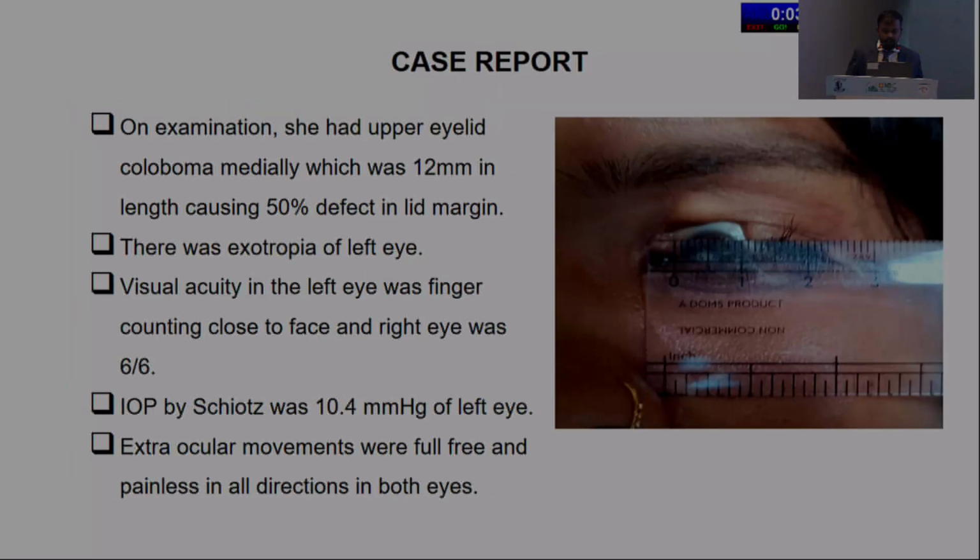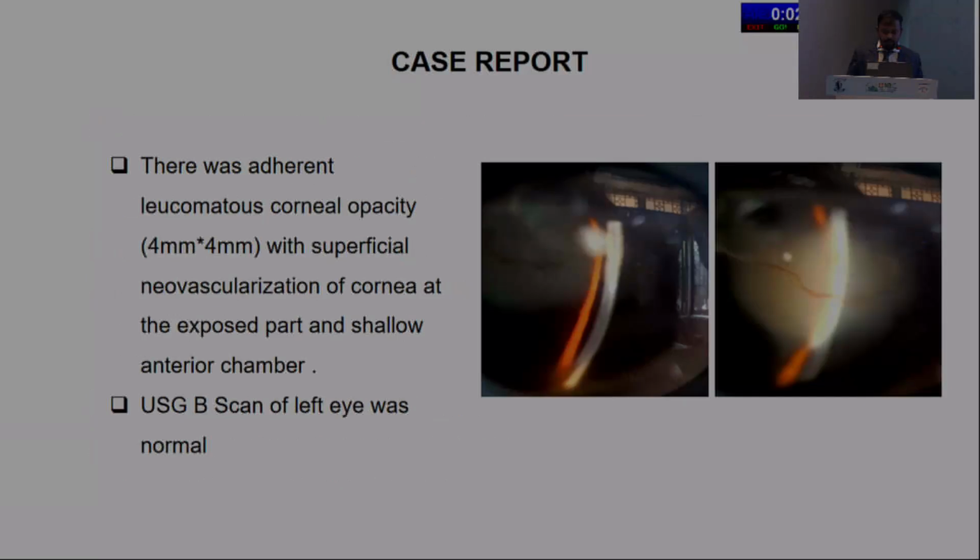On examination, she had upper eyelid coloboma medially, which was around 12 mm in length, causing 50% defect in lid margin. There was exotropia of the left eye. Visual acuity in the left eye was finger counting close to face and right eye was 6/6. IOP by Schiotz was 10.4 mmHg in the left eye. Extraocular movements were full, free and painless in all directions in both eyes.